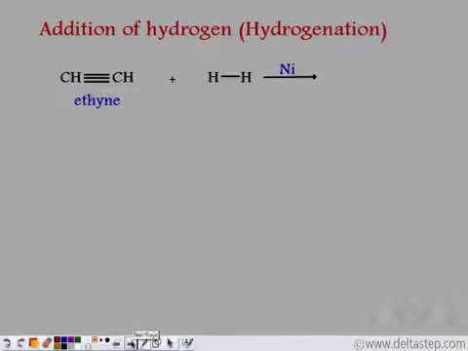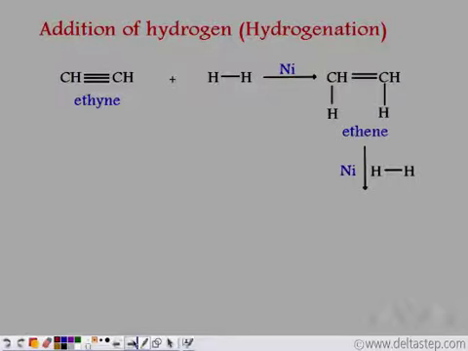Let's look at another reaction. In this case, we have ethyne. It is made to react with a hydrogen molecule. Remember, in this case, we use a catalyst, nickel. This again happens in two steps. In the first step, the triple bond breaks into a double bond, and each hydrogen atom attaches itself to one carbon atom.